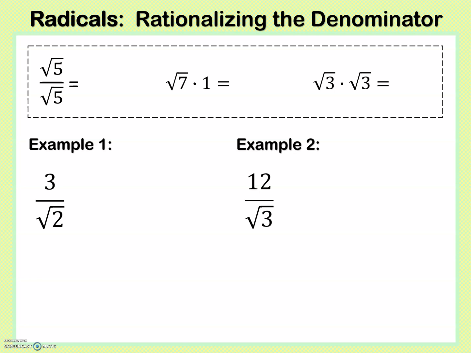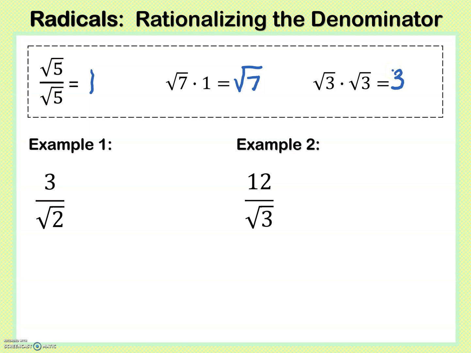So there's a few foundational things to understand to help you understand why what we're going to do actually works. First off, we know that anything over itself just has a value of 1. We also know that anything times 1 is just itself. So nothing changes. We're always allowed to multiply something by 1. And then lastly, the square root of 3 times the square root of 3 equals the square root of 9, which just simplifies to 3. So multiplying the square root of something by itself gets rid of the radical.